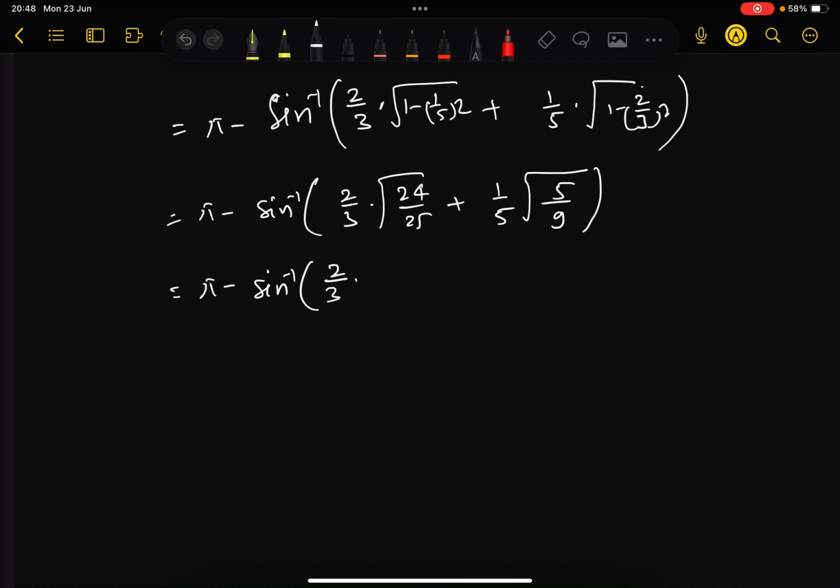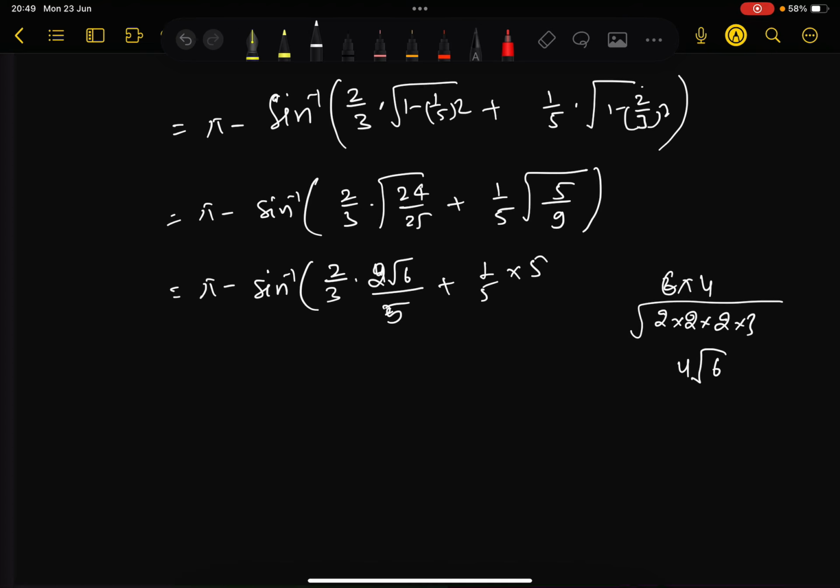Root 24 you can also write as 12 into 2, that is 6 into 4, that is 2 into 2 into 2 into 3. So you can write the root of this as 2 root 6. Sorry, not 4 root 6, 2 root 6 divided by 5. Plus this is 1 upon 5 into root 5 by 3. Right? So we are getting this expression.